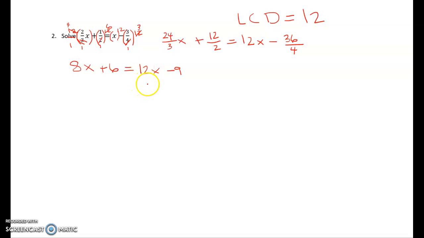Okay, now we want to get like terms on the same side. So minus 12x. So those cancel. I have 8 minus 12, which is going to give me a negative 4, plus 6 equals negative 9. Keep that sign in front of the number always.